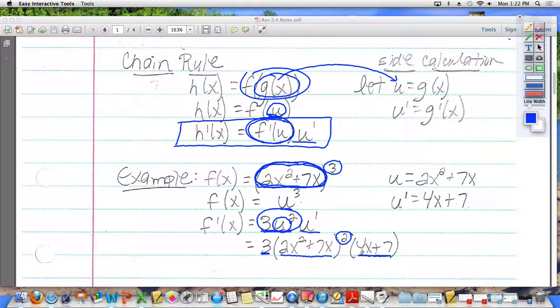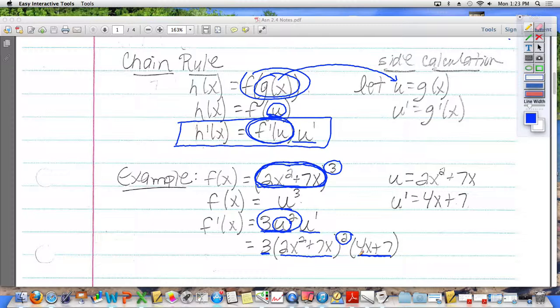Now, you could go through and FOIL this and then distribute the 4x plus 7 in it, but why? Remember, this is what you would use to find the slope of a tangent line, and you would take an x value and plug it in. It doesn't matter how it looks, you're still going to get the same answer. So there would be no need to actually FOIL and then distribute.